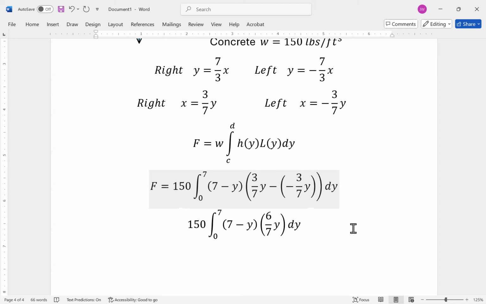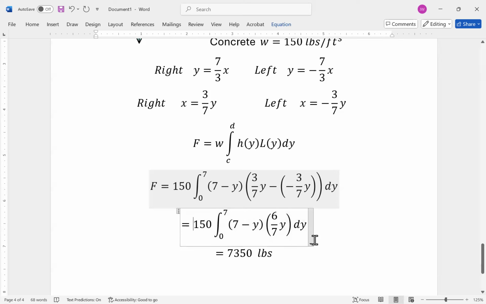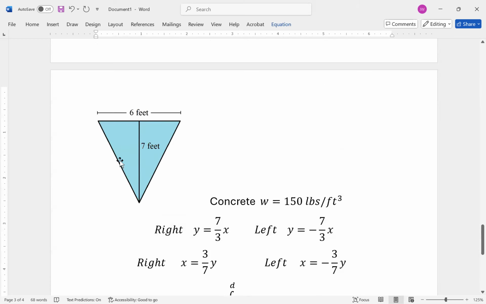I type all of that into my calculator, and I get an answer that is 7,350. In this case, we're dealing with pounds because it was weight density in pounds per cubic feet. So 7,350 pounds is the fluid force applied on this vertical side of the tank when it is filled up with concrete.